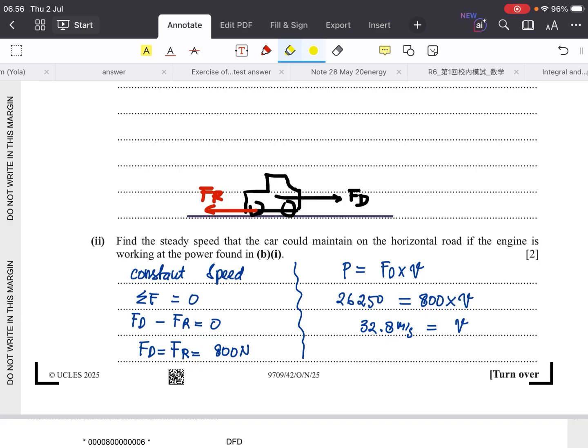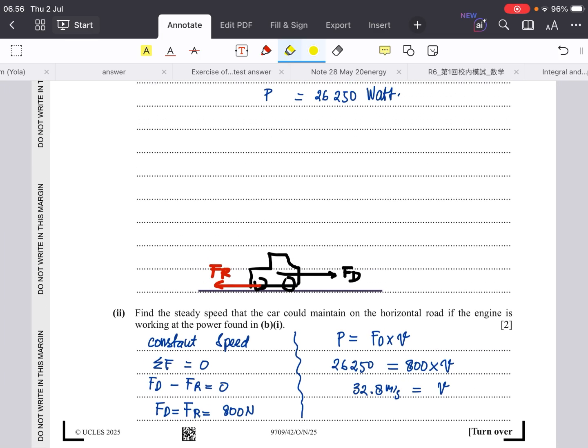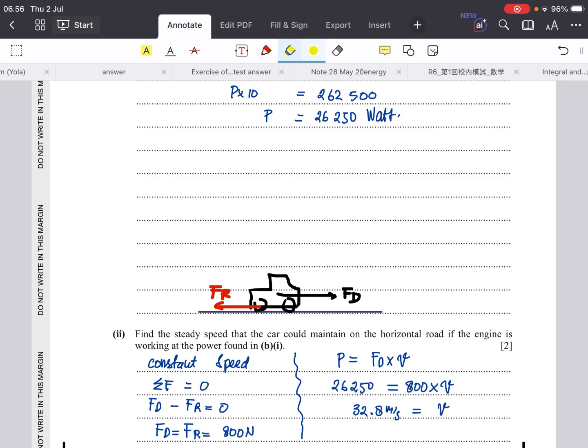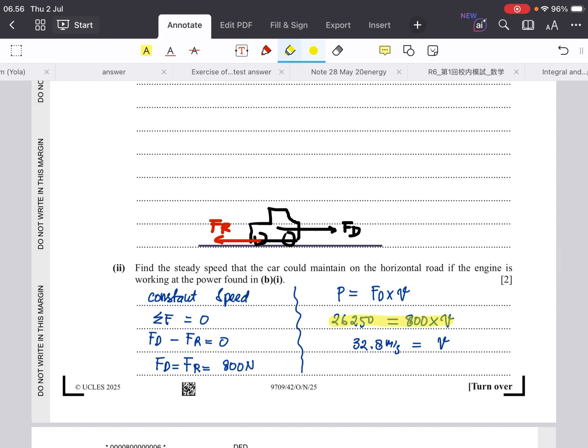And then we can find the speed of the car using formula P is equal to the driving force times V. Don't forget the answer for the previous part, that the power of the car is 26,250. So 26,250 is equal to 800 times V. So the constant speed of the car is 32.8 meter per second.